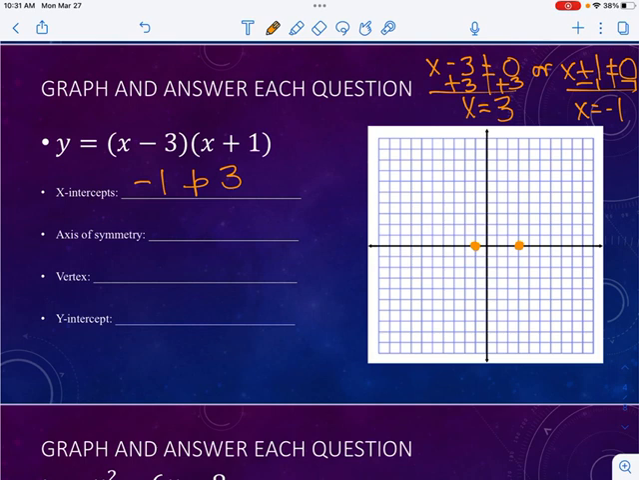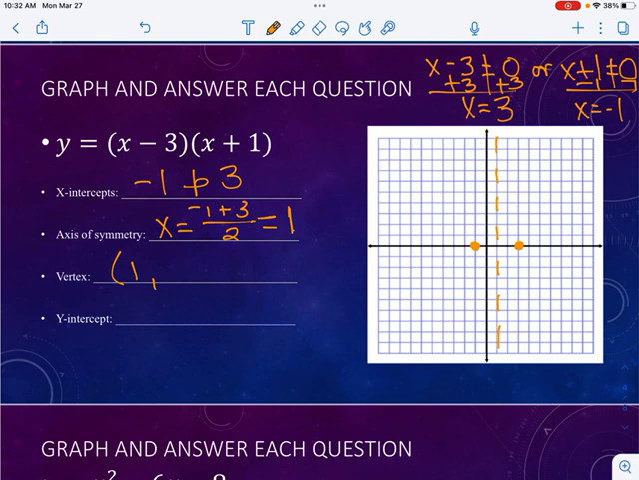All right, my next part then is I want to find the axis of symmetry. The way that we do that is we literally just go x equals, take your x-intercepts, -1 plus 3, divided by 2, which means our axis of symmetry will be at a positive 1. That tells me that is where my vertex is going to be. So my vertex, the x value is still a 1.